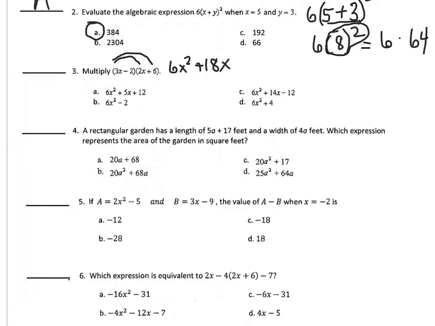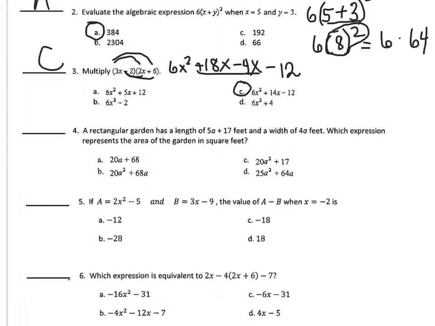Now I take this second term in the first parentheses and distribute it through the second set of parentheses. Negative 2 times 2x is negative 4x. And negative 2 times 6 is negative 12. Combining my two middle terms, 18x minus 4x is 14x. I end up with 6x squared plus 14x minus 12. The answer was choice C.